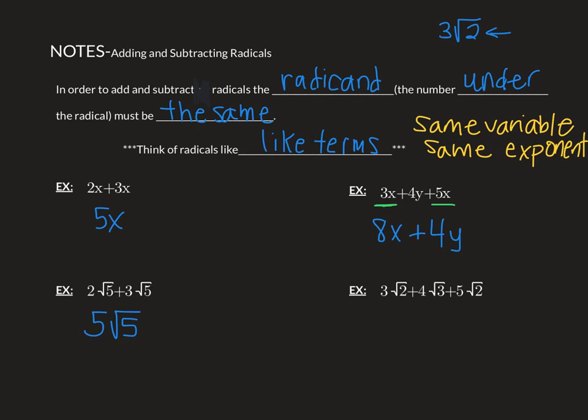Let's look at another example. In this next example, it says 3 root 2 plus 4 root 3 plus 5 root 2. So what are my like terms?